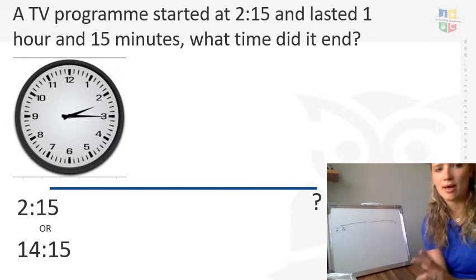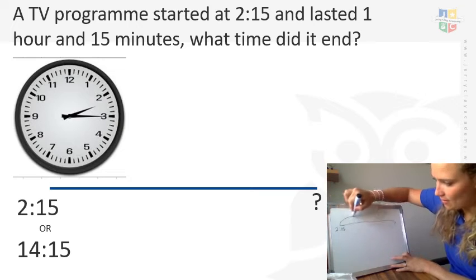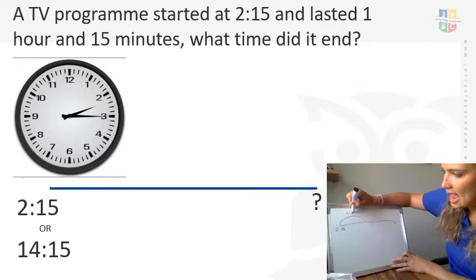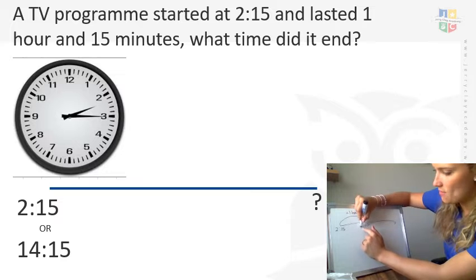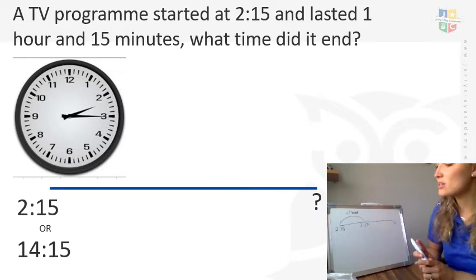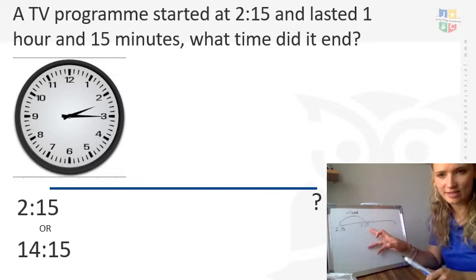Now, what we need to do first is look, it needs us to last 1 hour and 15 minutes. So the first thing I'm going to do is add an hour. Because I'm adding an hour, my minutes are going to stay the same because I'm not changing the minutes. It is only my hour, so I've got 2 there, so it would become 3. But that's not my answer because it says it lasted 1 hour and 15 minutes.